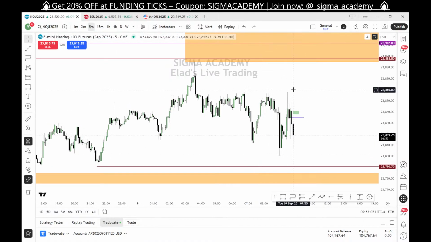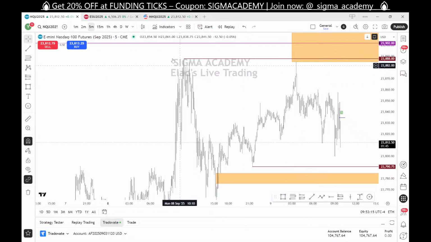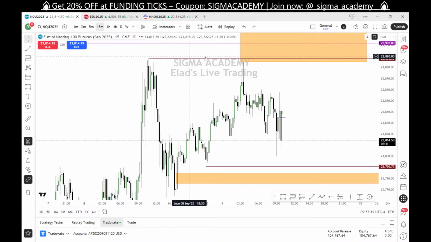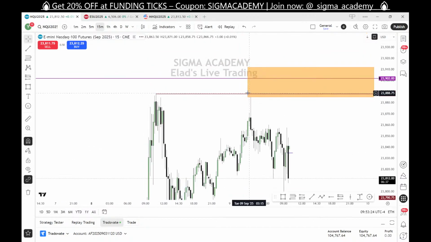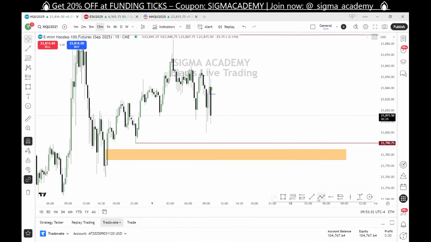Same here. Those equal highs and those equal highs. Wait. Those equal highs. This one is slightly lower. This is where something will happen. I think I'll delete this one. My vision for today is something like this.